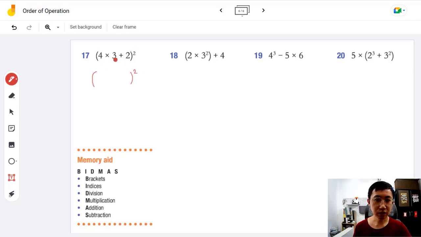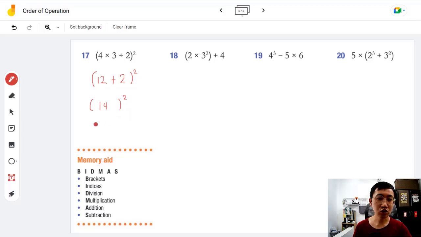Now do inside the multiplication. Here teacher can see 4 times 3 gets you 12, plus 2, copy back. So solve inside the bracket first. Keep continuing your bracket and the square. 12 plus 2 gets you 14. So you have to do 14 square the next step.